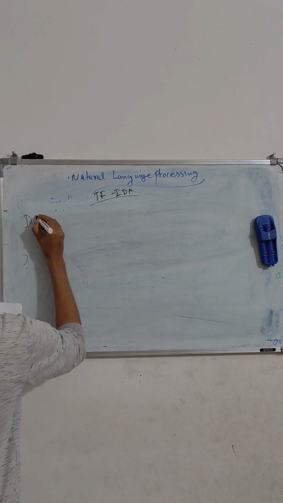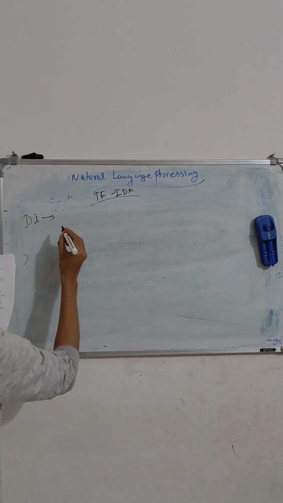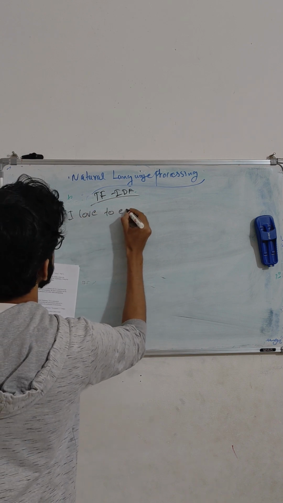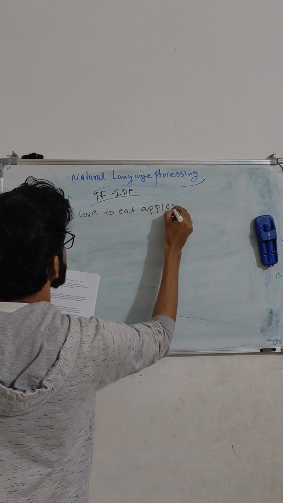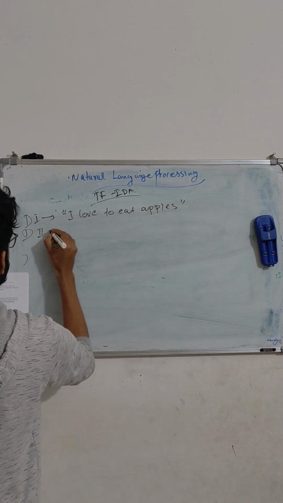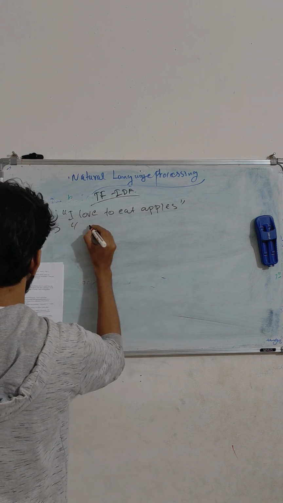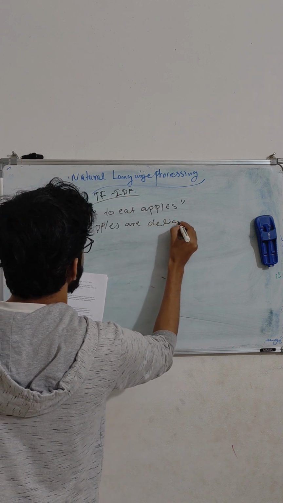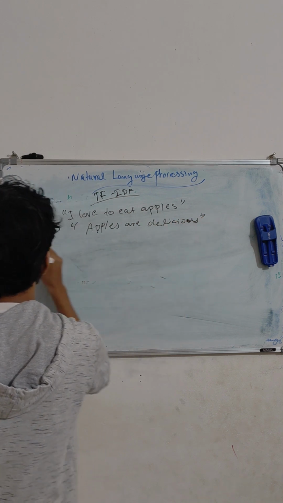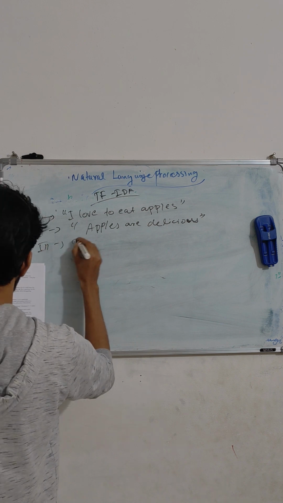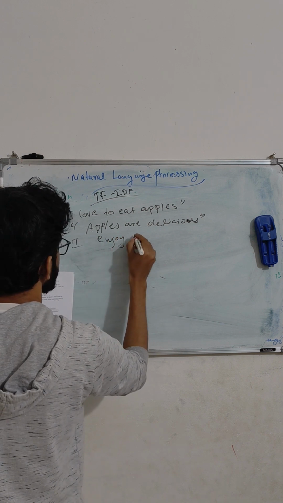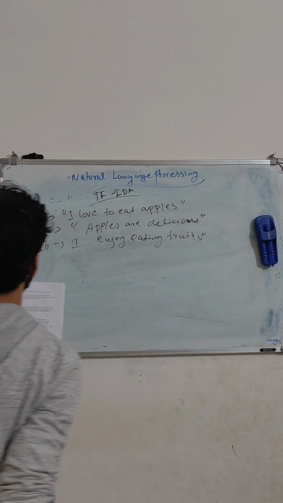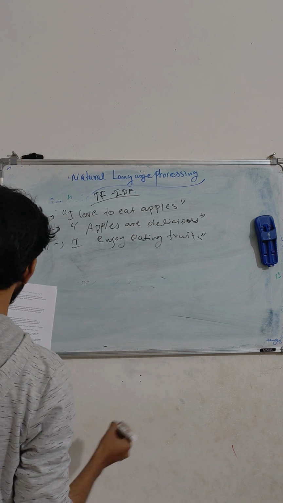So consider we have 3 documents. Document 1 with the sentence, I love to eat apples. Another document, document 2, which is apples are delicious. And document 3, I enjoy eating fruits. Great. So we have 3 documents and we have to calculate TF-IDF.